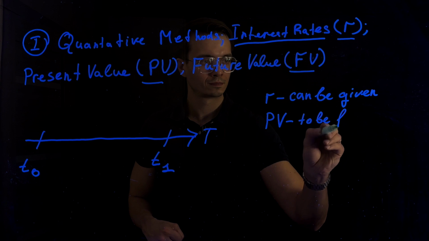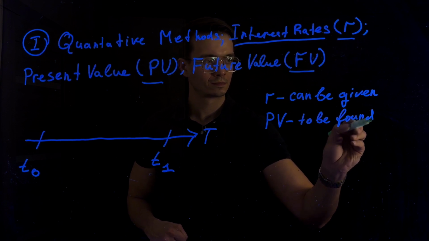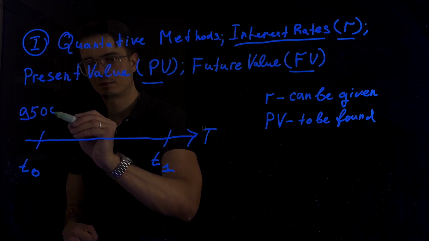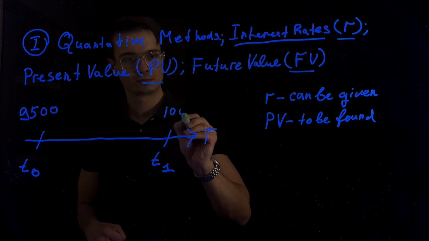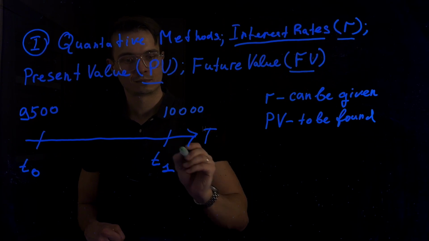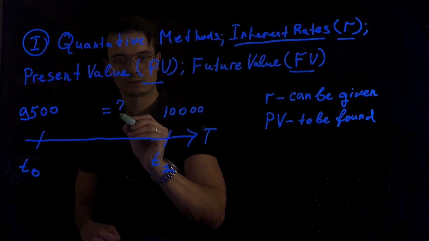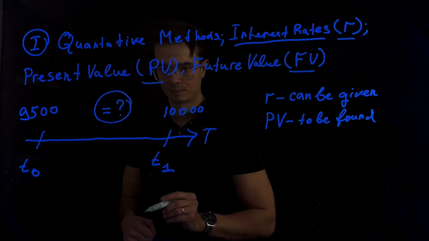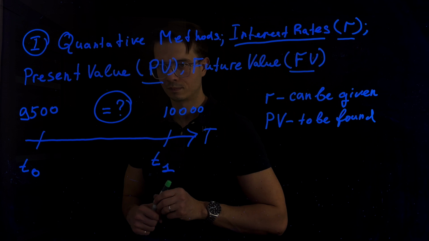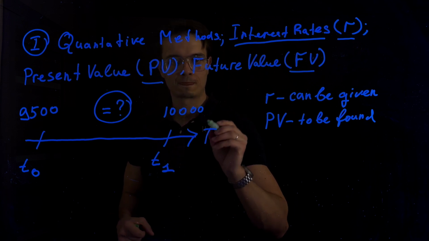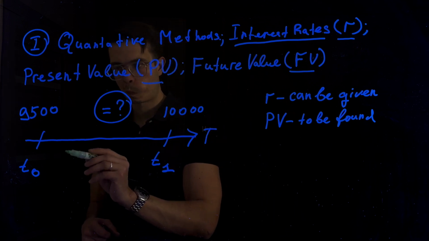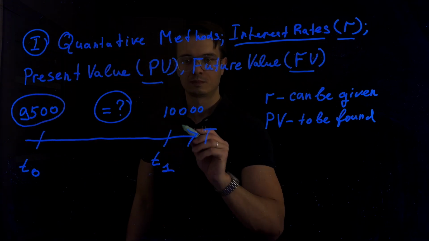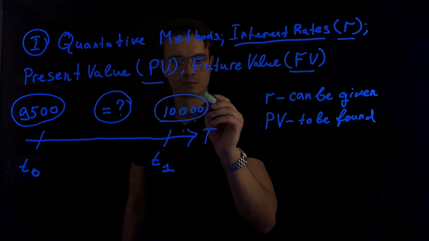If you pay $9,500 today and will receive $10,000 in the future, for example, in 1 year, can those amounts be considered equal? In some cases, yes. Or can the $10,000 be considered even less valuable than $9,500 today? In some cases, also yes. For example, if you can deposit your $9,500 in a bank and receive more than $10,000 for a particular period of time.